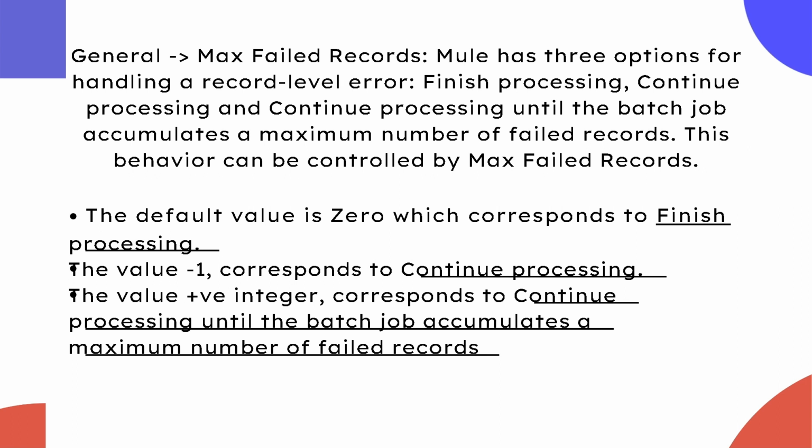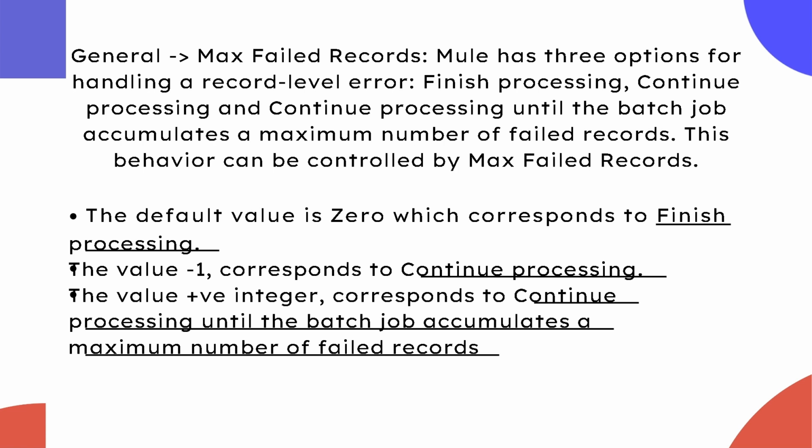So guys, let's say max failed record value is 0. It corresponds to finish processing. If we encounter any error while processing, it will stop processing. It will not pass that particular record to the next batch step if any error is encountered and max failed record is configured as 0.